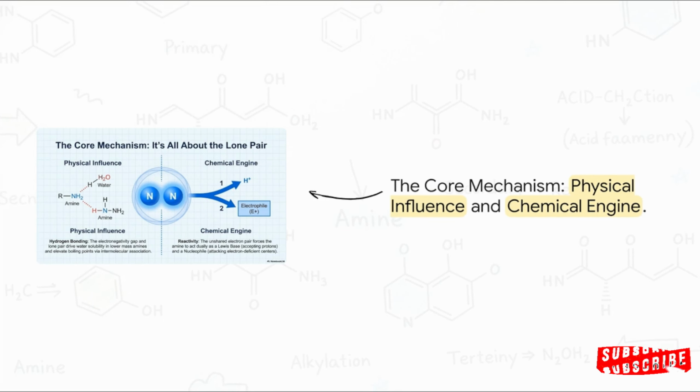So the big takeaway here is that this single lone pair is pulling double duty. It acts as both a physical magnet for hydrogen bonding and a chemical engine, forcing the amine to behave dually as a Lewis base and a nucleophile. It's actively out there looking to donate those electrons. That explains why smaller amines are incredibly water-soluble. They use that lone pair to physically grab onto passing water molecules.